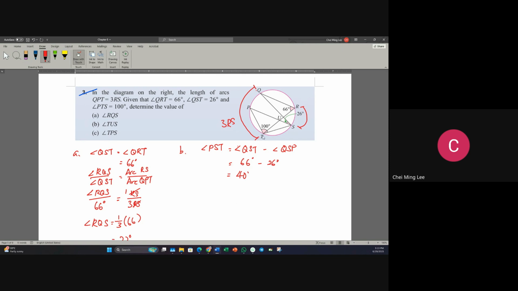We all know that the summation of the internal angles is 180. So we say the angle of TUS plus angle of UST plus angle of UTS equals 180. The UST we know, UST equals 40. Then the UTS is the same as RQS, which is 22. So TUS equals 180 minus 40 minus 22. So you get 118 degrees.